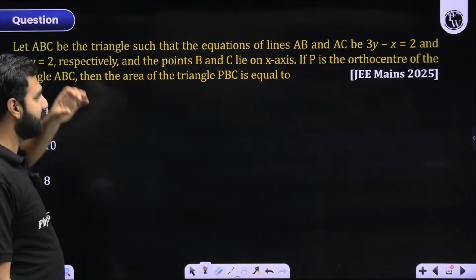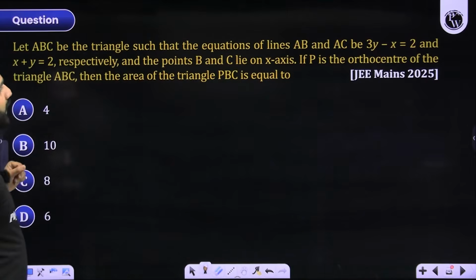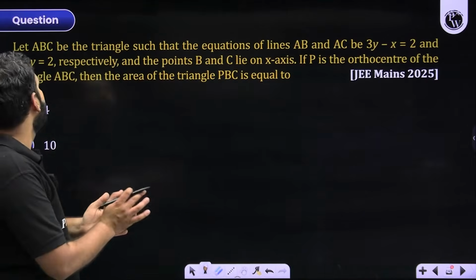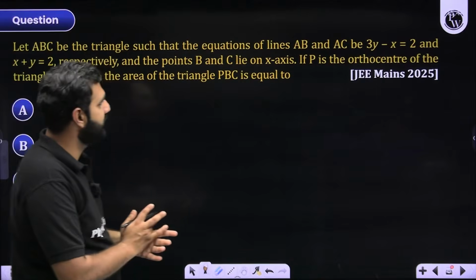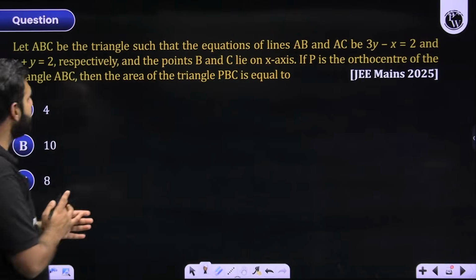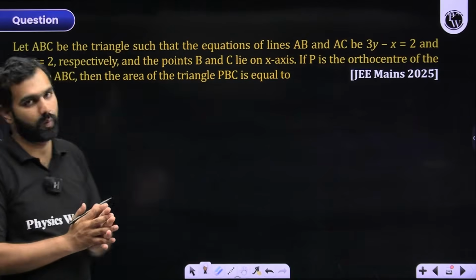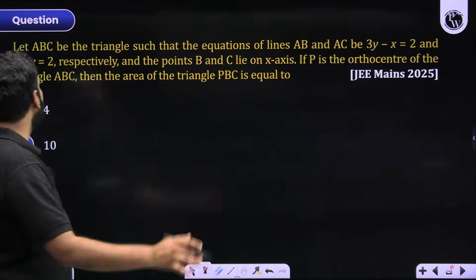3y minus x is equal to 2 and x plus y is equal to 2. Okay, great. And the points B and C lie on the x-axis. If P is the orthocenter of the triangle ABC, then the area of the triangle PBC is equal to. Okay, let's begin with the data we have.